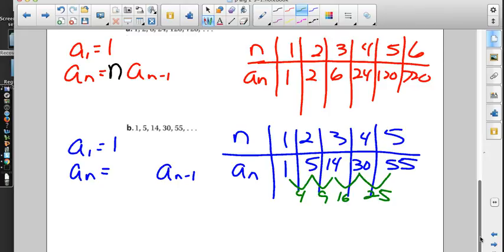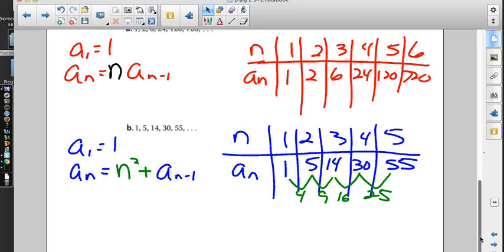Recognize those numbers. What are they? They're the perfect squares. What do you square to get 4? What do you square to get 9? So this time it's n squared.